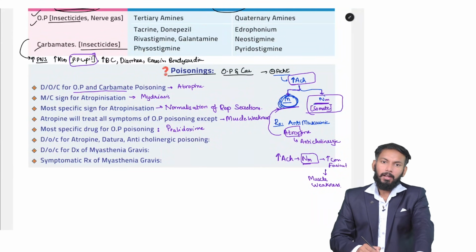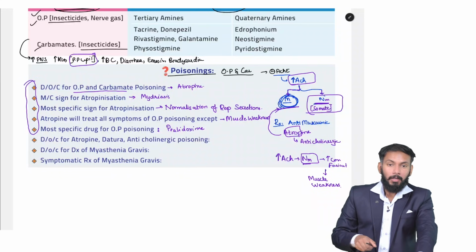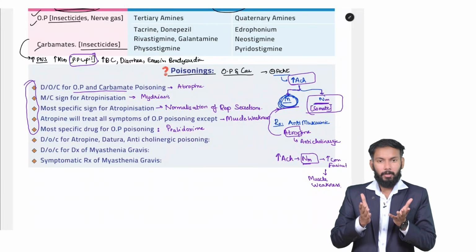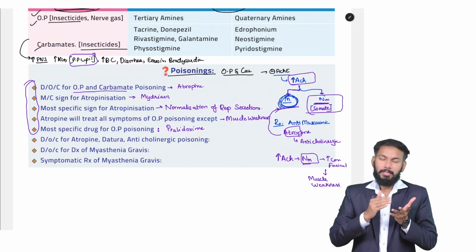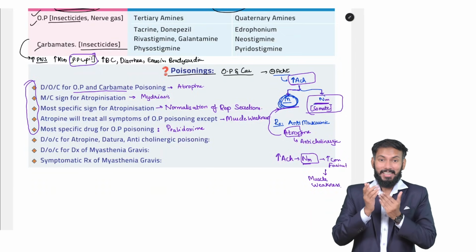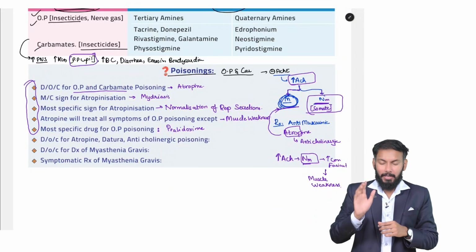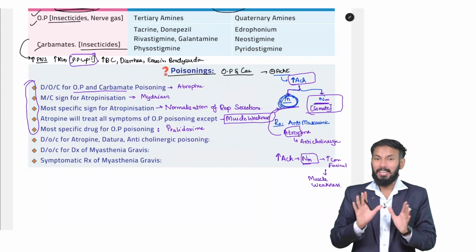So all of these are exam questions, all of these are very, very important. Drug of choice for OP poisoning, carbamate poisoning, what is it? It is atropine. Most common sign for atropinization is mydriasis. Most specific sign, normalization of respiratory secretions. Next, it will treat all the symptoms except for muscle weakness. This has been asked in recent FMGE exams.